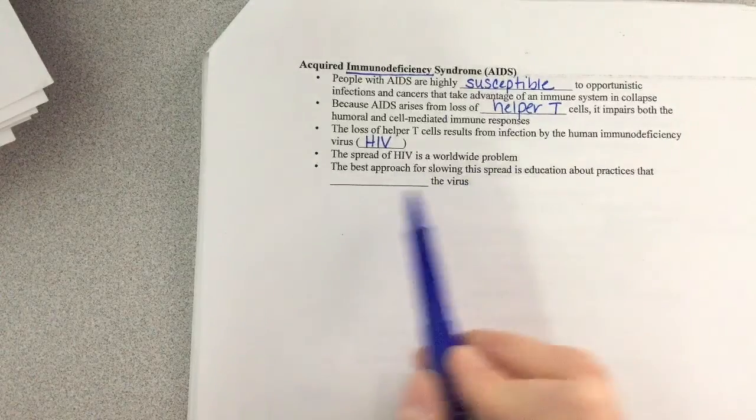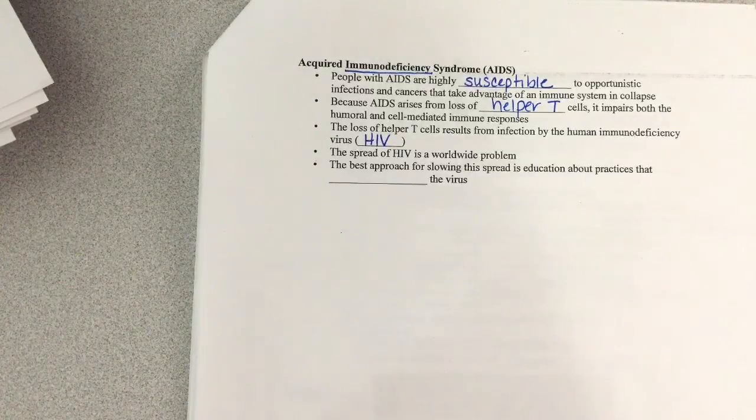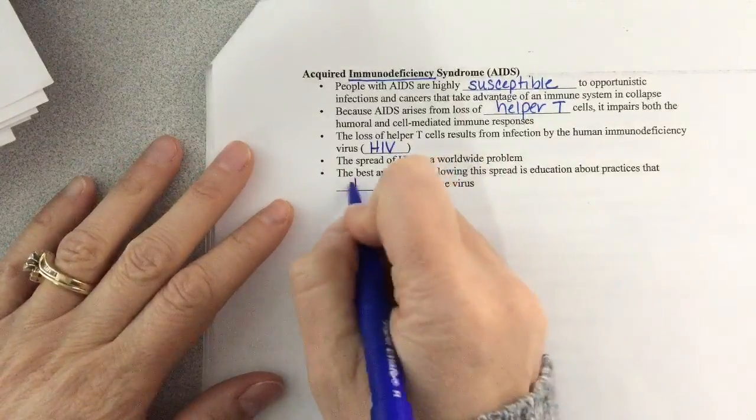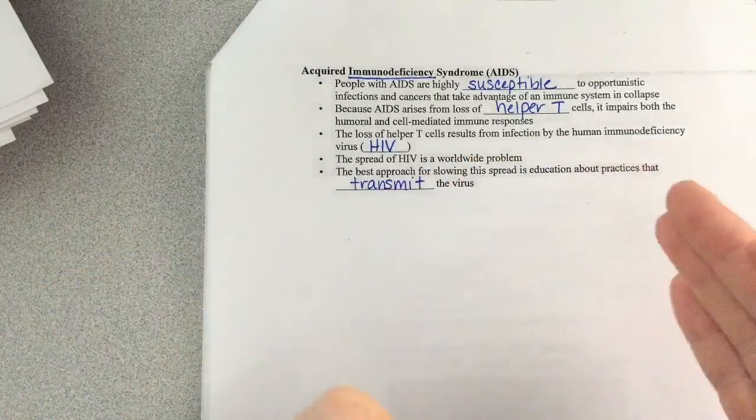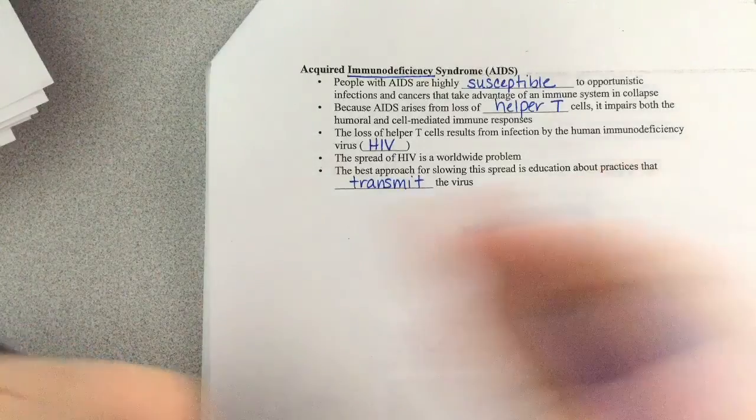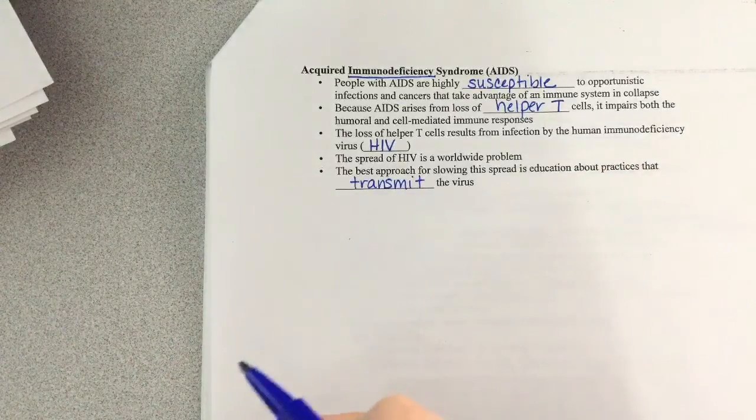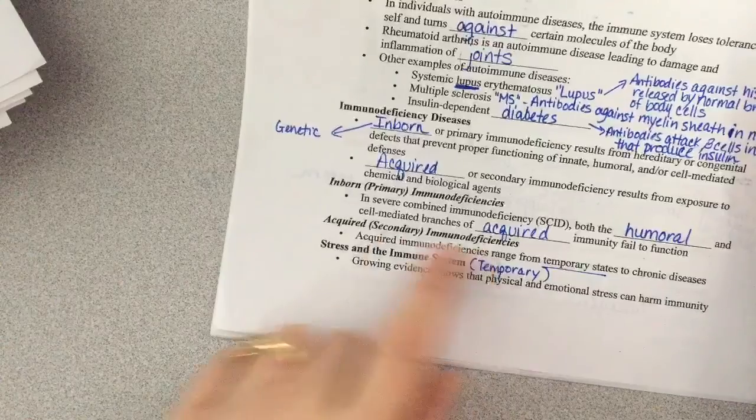So this is a worldwide problem, and they found that the best approach for slowing the spread of the HIV virus is to educate people about practices that transmit the virus, so that if somebody knows how the virus is transmitted, you can reduce those behaviors and therefore prevent the spread of the disease. And so that is an example of a chronic disease that is an acquired or secondary immunodeficiency. All right, and that is the immune system.